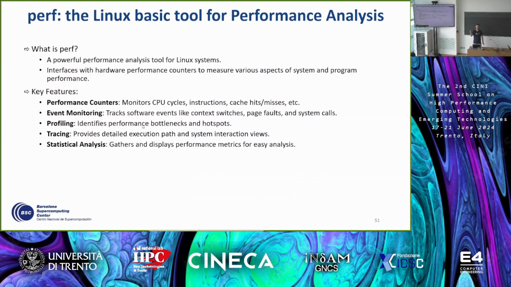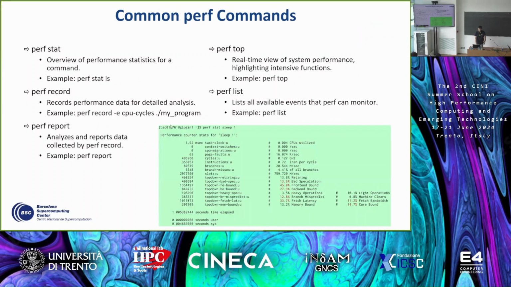Good. Okay, so I don't have to explain much. Most of you know that there is this tool that is almost embedded in your Linux distribution that is able to access the performance counters, monitor the CPU cycles, the instructions, cache hits and misses, and so on. It can profile your code, so it can tell you which functions are using more time, and it can also do some tracing and some statistical analysis.